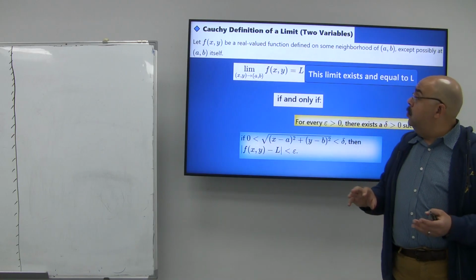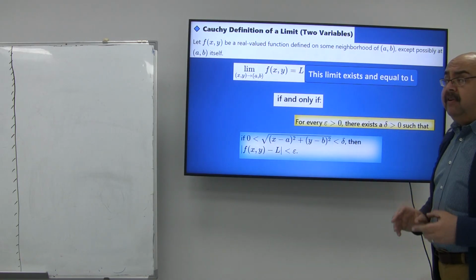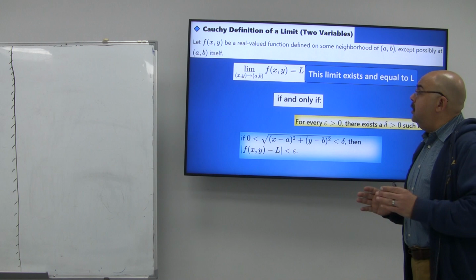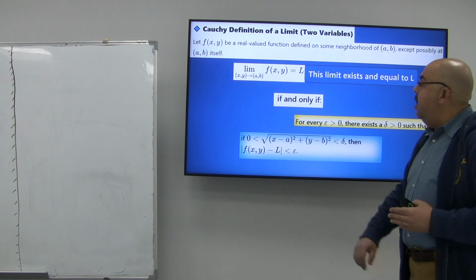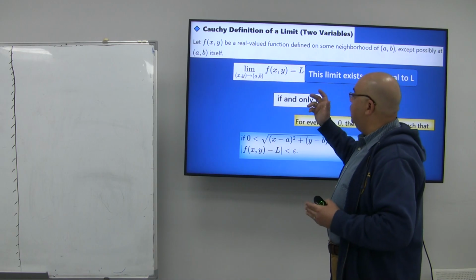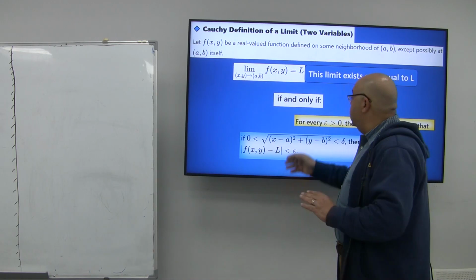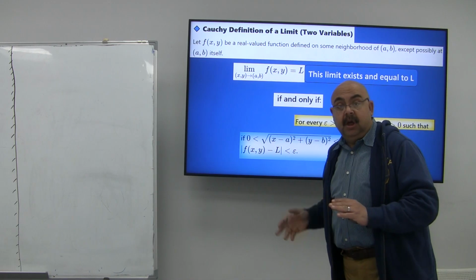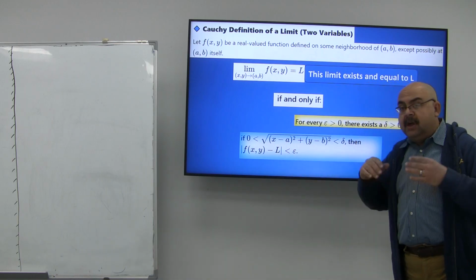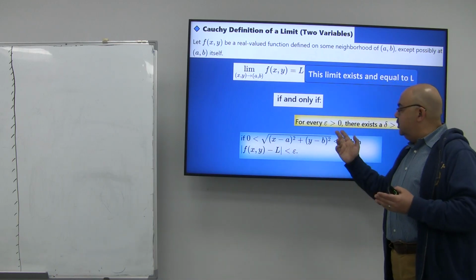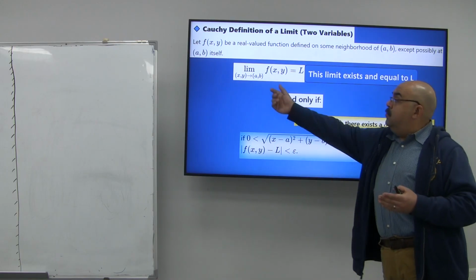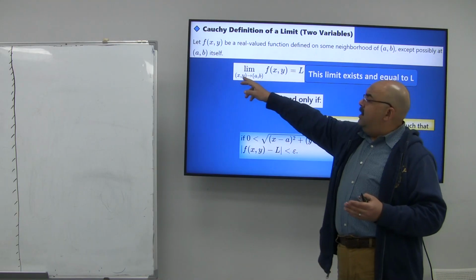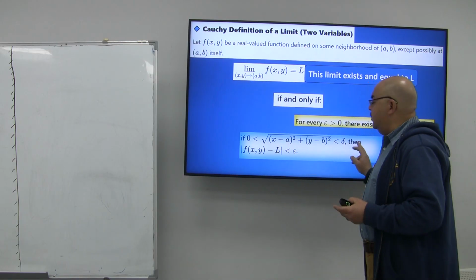So once more, for the Cauchy definition of a limit, in order to understand or to know if the limit of f of x, y equals L, all I have to do is make this check: for some value epsilon greater than 0, and for some delta greater than 0, we will have the norm of the distance between (x, y) and (a, b) less than delta.